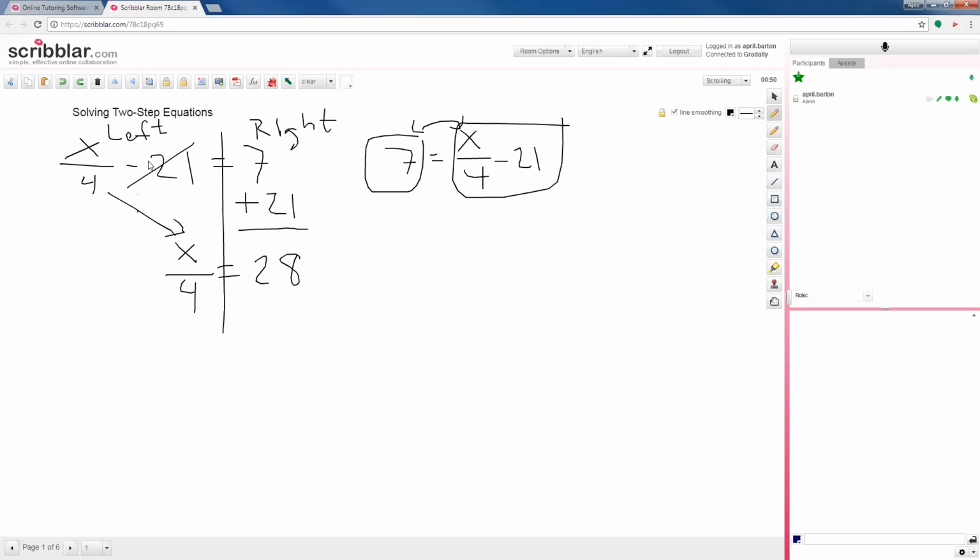And then also, to kind of catch you up, we are solving a two-step equation by doing opposites. So the first opposite we did was to add 21, which gave us the 28. And now we have to figure out our next opposite operation. So opposite of dividing by 4. Right now, this is currently x divided by 4. So what's the opposite of division?